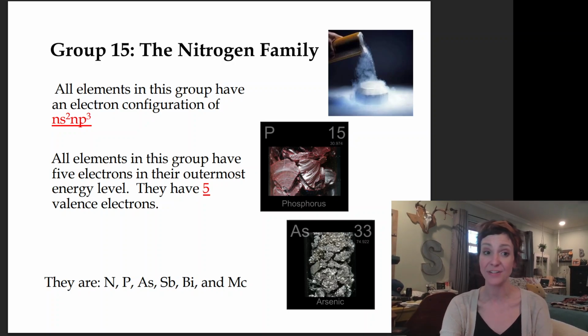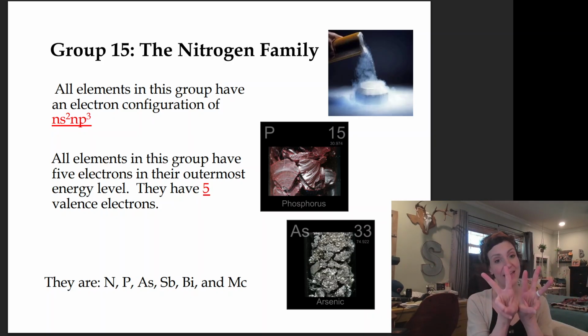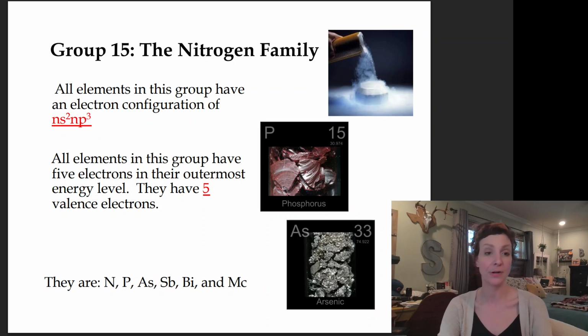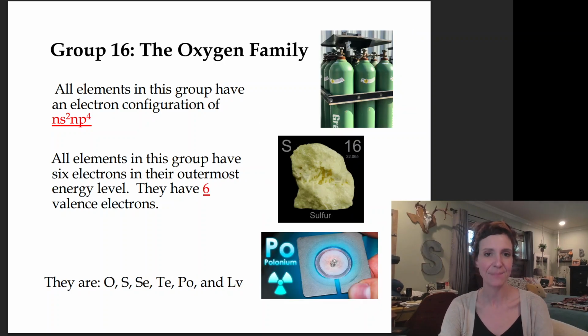Okay, group 15, this is the group that starts with nitrogen. All elements in this group have an electron configuration of ns2 np3, so together that makes 5 valence electrons. And we've got nitrogen, phosphorus, arsenic, antimony, bismuth, and moscovium. We do not use moscovium that much, so it is not super important to me at least. Okay, so now we've got group 16. This is the group that starts with oxygen. All elements in this group have an electron configuration of ns2 np4 because they are 4 elements into that p block. So everybody in this group has 6 valence electrons.